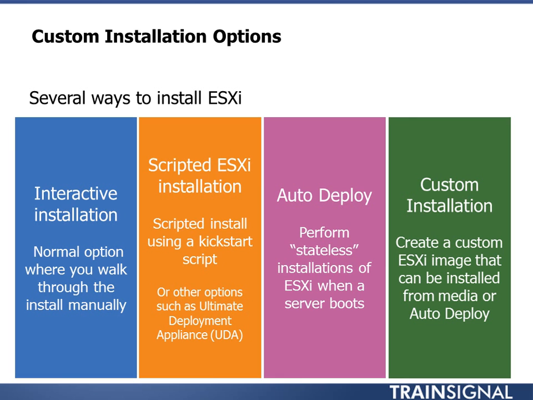So you create a custom ESXi image that can be installed from media or auto deploy. So the way we're going to do this is we're going to create some custom images here, and we can dump those to ISO for manual installs, or we can dump them out to do things like auto deploy or other scripted installs. And we'll walk through that process.